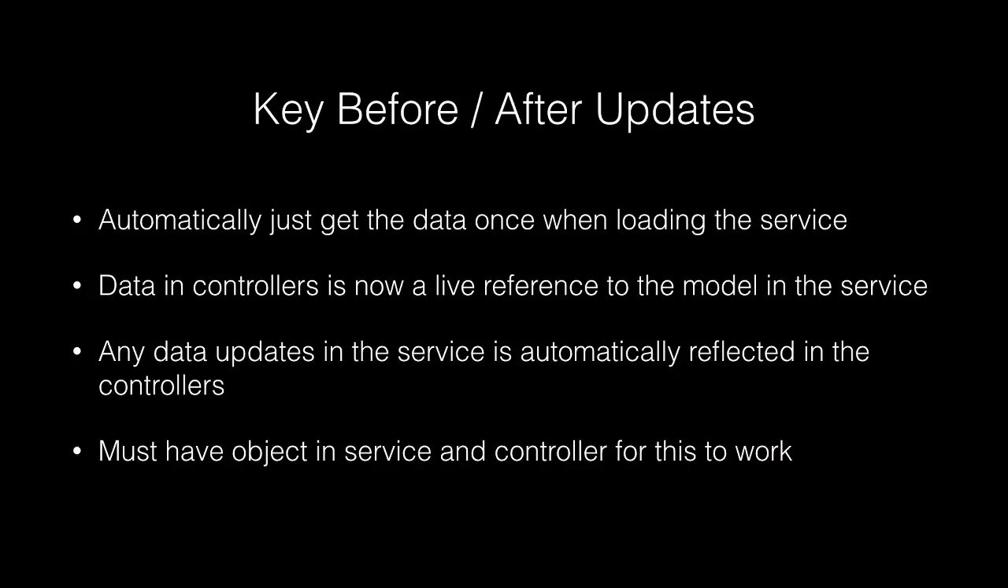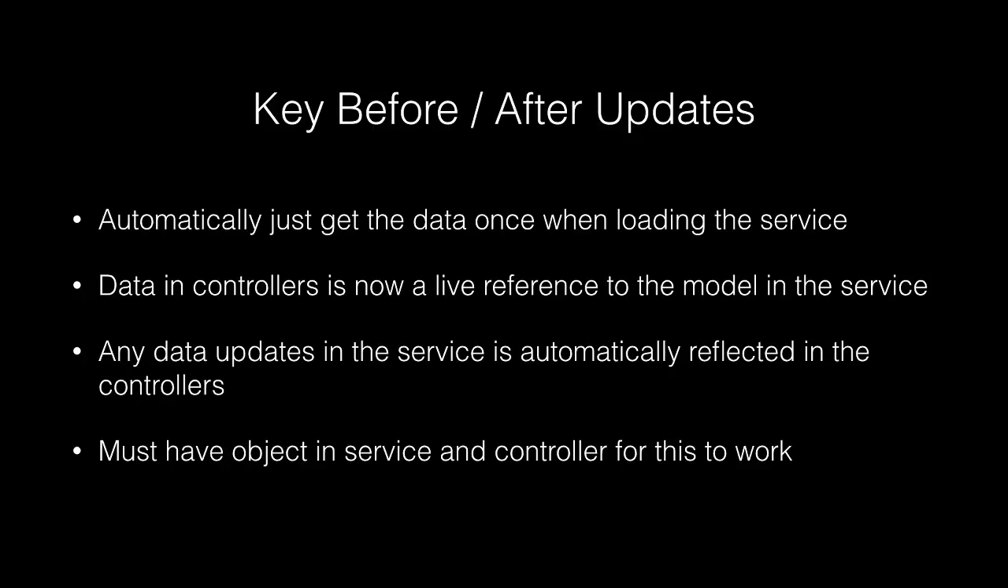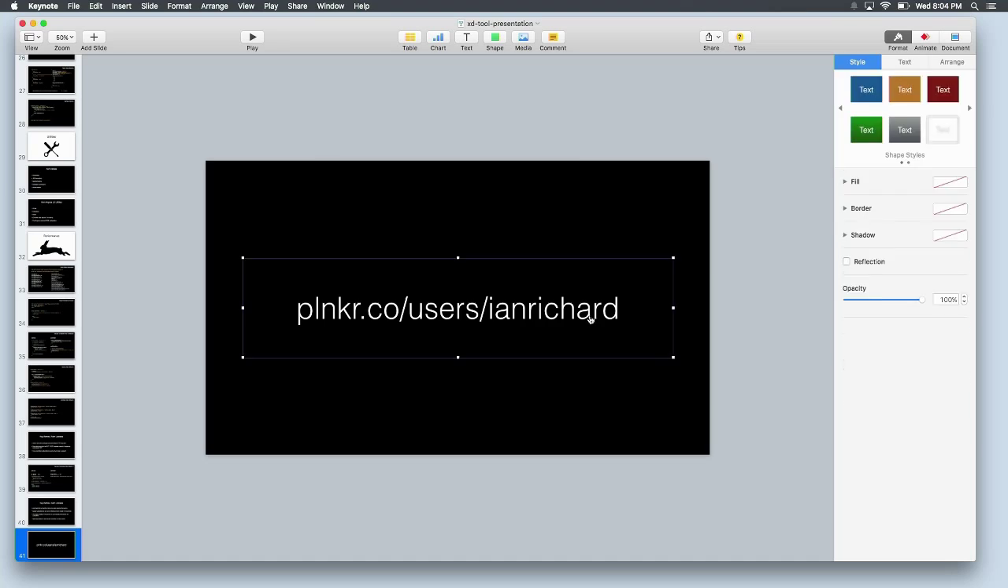So basically, before and after updates of the previous one to this one, you get data once when you're loading the service. Now there's a live reference. Whenever you update stuff in the service, it's automatically reflected to controllers. But the one gotcha, and the reason I guess I couldn't get it to work in the first place, was that you have to have an object in the service and a controller for that to work. For some reason, they both have to be objects and they'll be happy together.